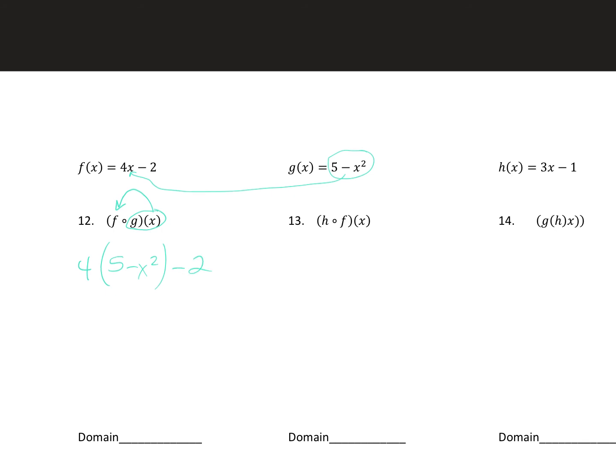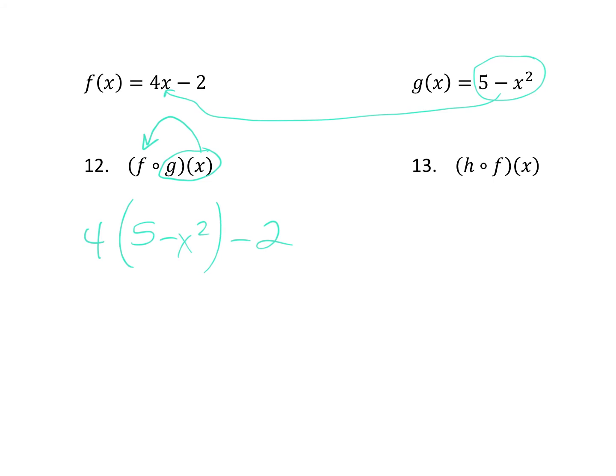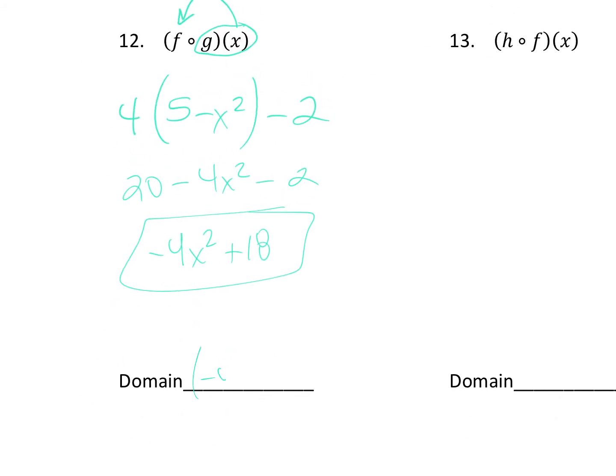Now you simplify. What do you do first? Distribute. 4 times 5 is 20 minus 4x squared minus 2, right? What can I combine? The 20 and the negative 2. So you have negative 4x squared plus 18. 20 minus 2. Right? That's all you can do. That is the composition. That's taking the g and putting it in the f. Now, do you have any domain restrictions? No. You can use anything you want. It's totally fine. So your domain is negative infinity to positive infinity.